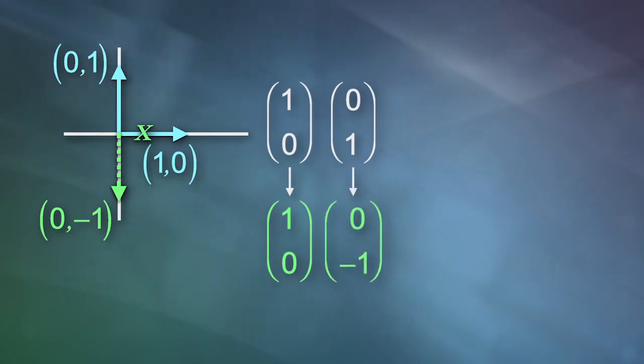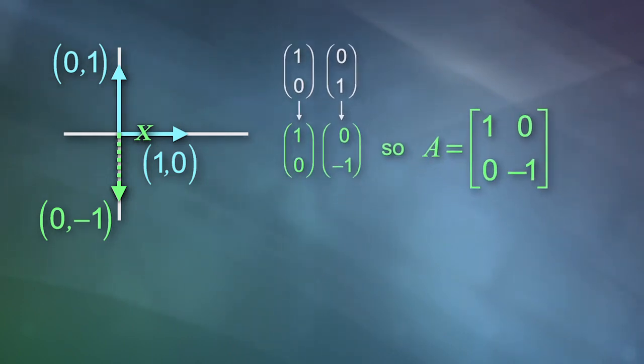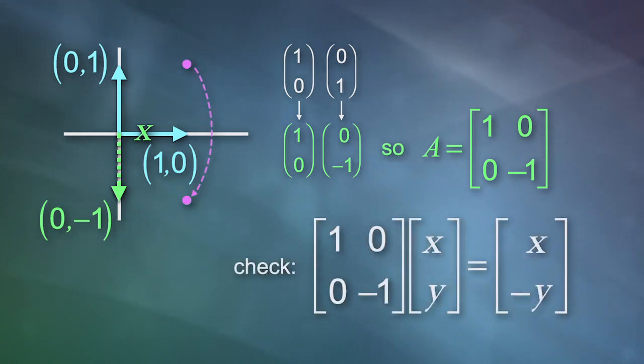However, (0, 1) goes to (0, -1). So form a matrix with the first column (1, 0) and the second column (0, -1). This is a matrix A that will actually perform reflection across the x-axis. You can check that A times the vector (x, y) is the vector (x, -y). So now I can tell a computer how to do this reflection.